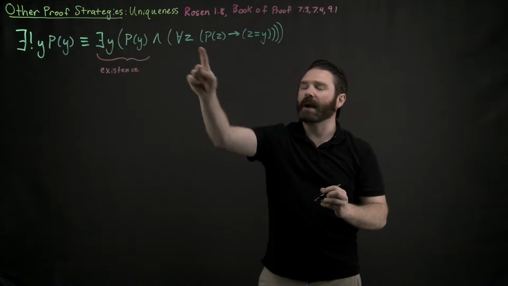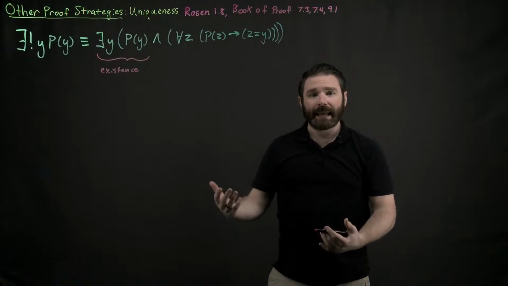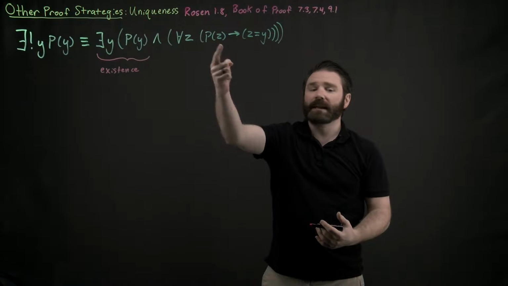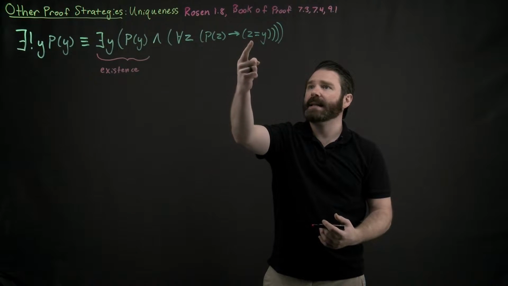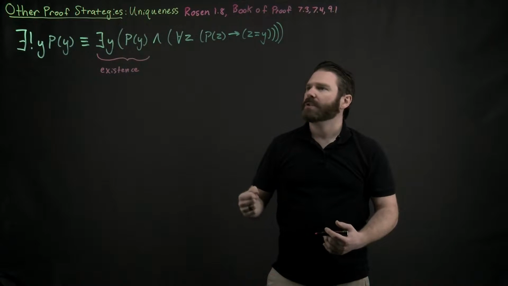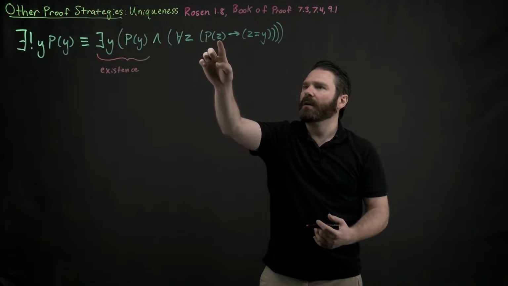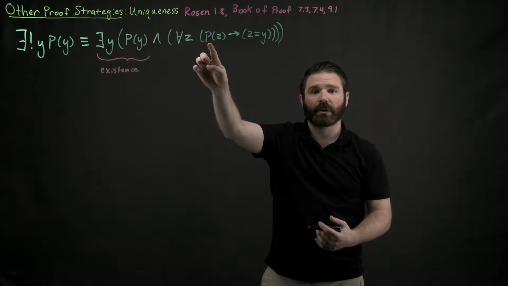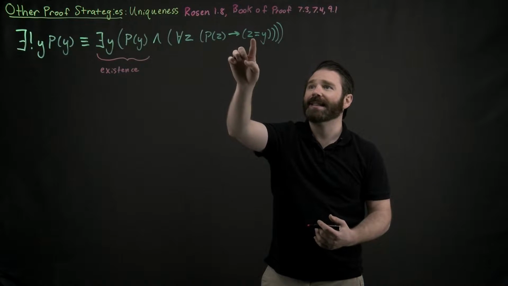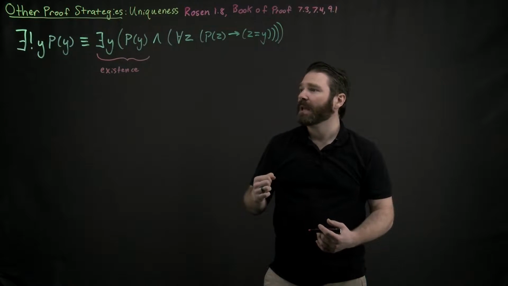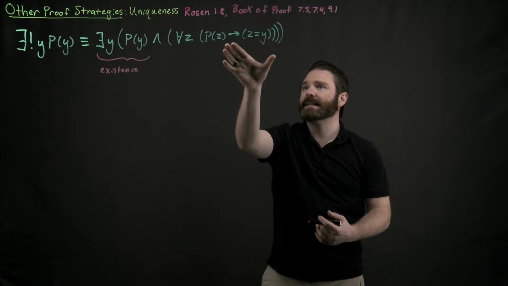This part says for every other variable z, if your statement P of z is true, then z equals y. So it says for every other variable z that makes your propositional function true, that one is actually y. So what this part says is the uniqueness.